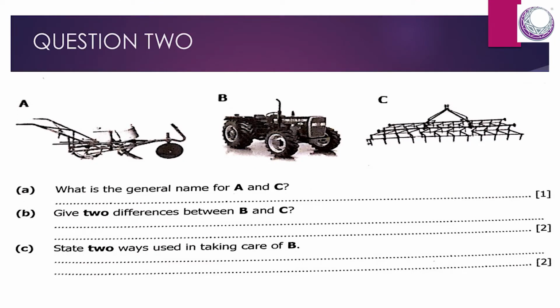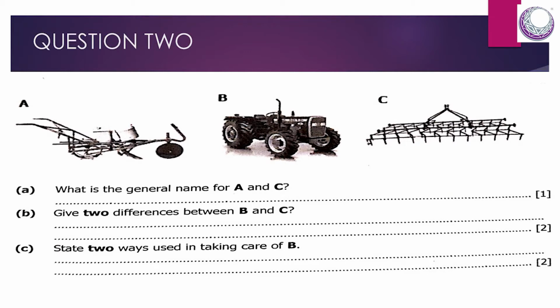On question two, as you can see, we have got three pictures there. For our A, the question reads, what is the general name for A and C? This is our A and this one is our C. You are correct if you said implement. These two are called implements.